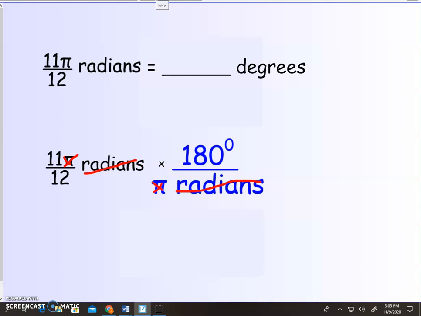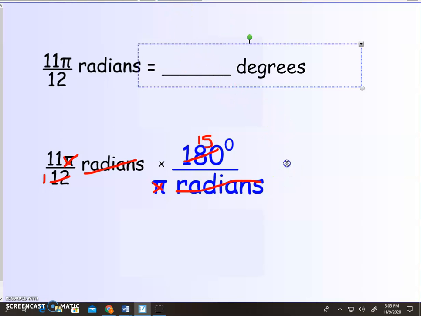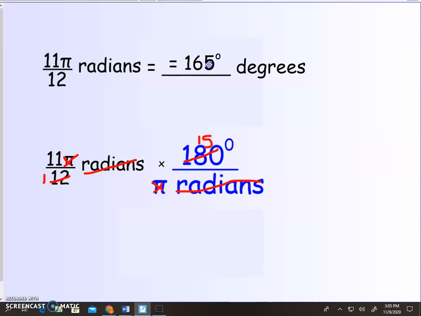I can take 11 divided by 12 and multiply it by 180. You may also recognize that 12 goes into 180. Oh gosh, how many times? 15 times. And that equals 165. 165 degrees.